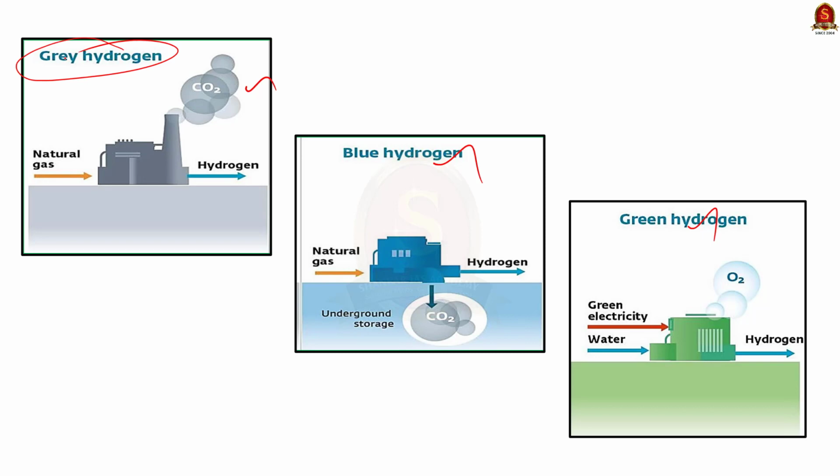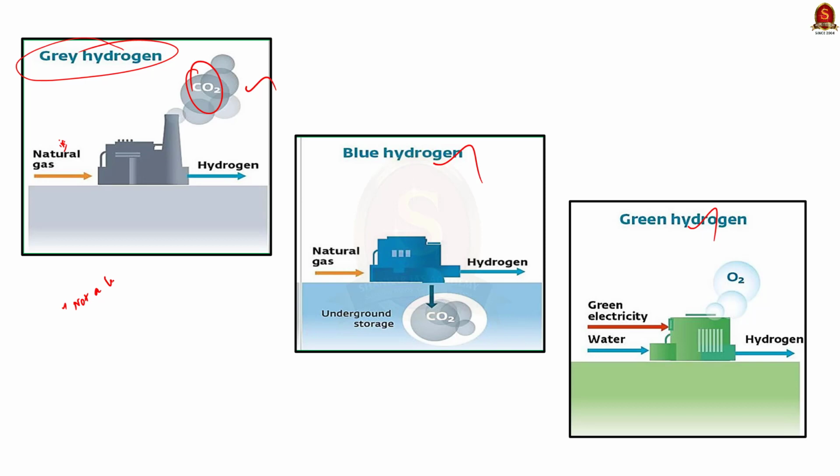Grey hydrogen refers to the hydrogen that is produced using fossil fuels like coal, natural gas, etc. Here, the production process releases some amount of greenhouse gases into the atmosphere. Know that grey hydrogen is not considered a low carbon fuel.